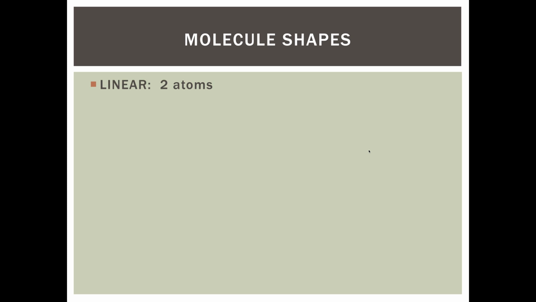Linear. Linear molecules have two atoms in them. It is also possible to have a three-atom molecule, like carbon dioxide, that's linear. I'll show you an example of that in a little bit as well. The idea here is the atoms are arranged in a straight line.